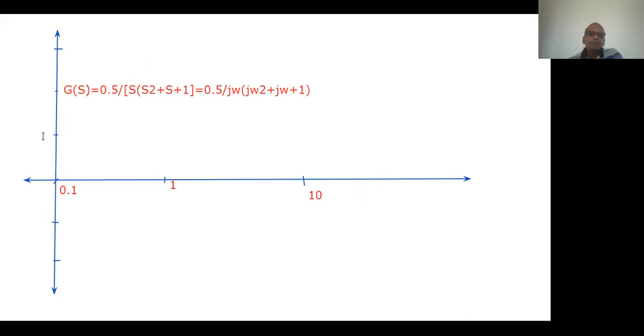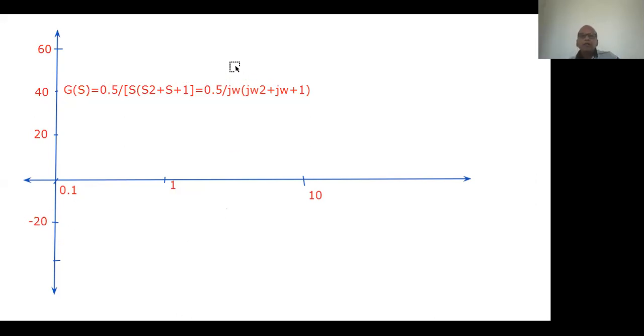Again, here is plus 20 dB. Then here is 40 dB. Here is 60 dB. Here is again minus 20, minus 40, minus 60. Okay.